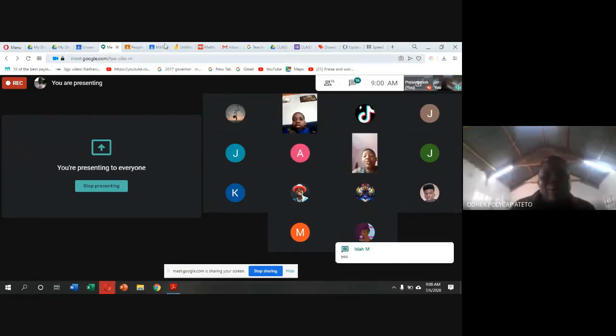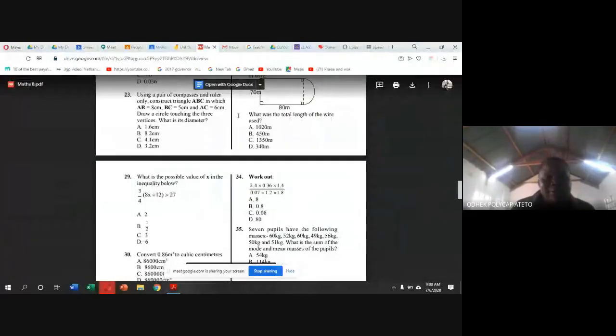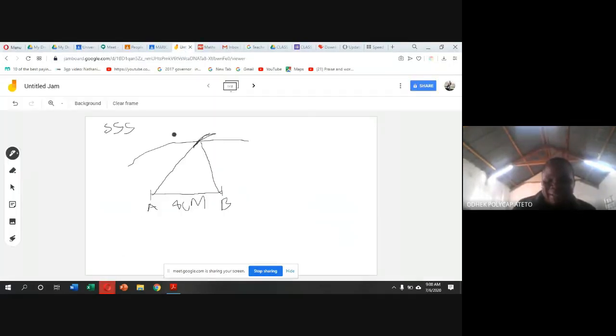So now we go to what the question was asking. Draw a circle touching the 3 vertices. The vertices are these ones. So I will bisect any 2 lines. And I always like bisecting line AB, the baseline. It's the obvious line to bisect. So put your pair of compass at A.